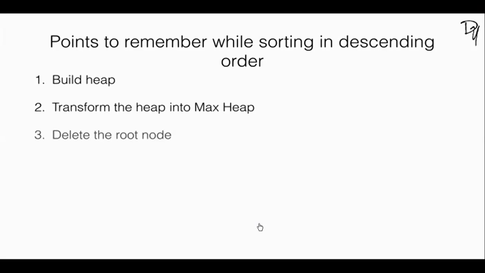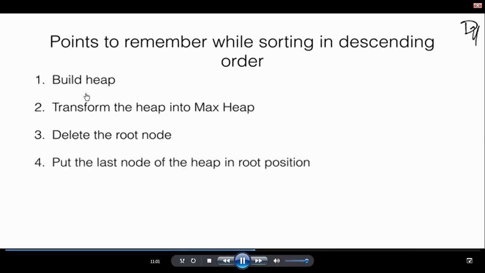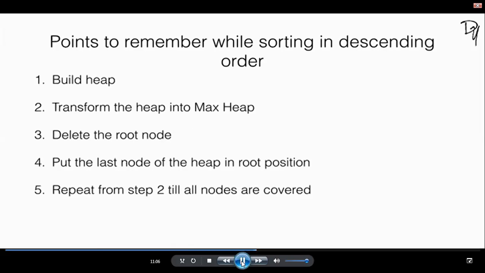Same points, we have to build the heap. So next we have to construct a max heap. In ascending order, we construct a min heap. In descending order, we construct a max heap. Right, that is the only difference, and all the rest of the points are the same. After that, we have to delete the root node. All the points are same.